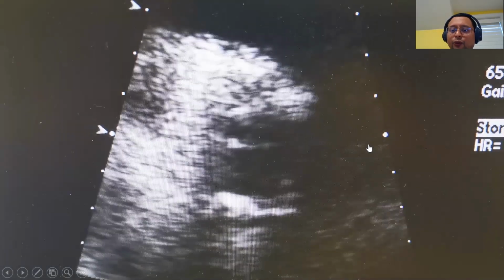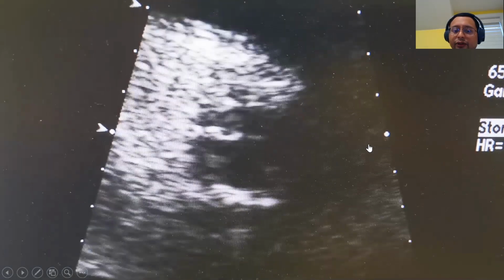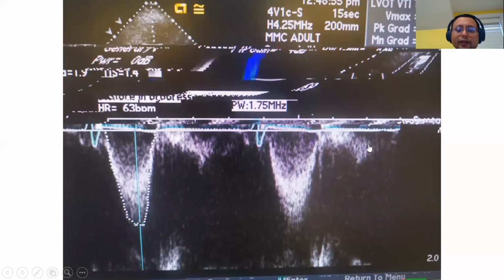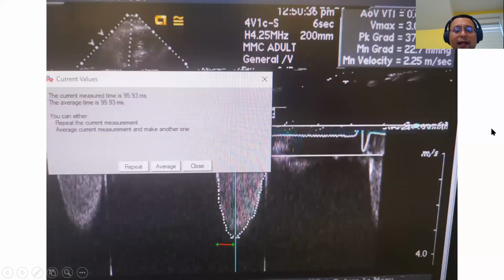This is the short axis view. We can hardly see anything in the short axis view of the aortic valve here. So this is the LVOT VTI. This shows you the importance of measuring the LVOT VTI. And this is the aortic valve. Now this one is a bit more borderline. You can see that the acceleration time is 95 milliseconds. So it's almost 100, but not yet 100.